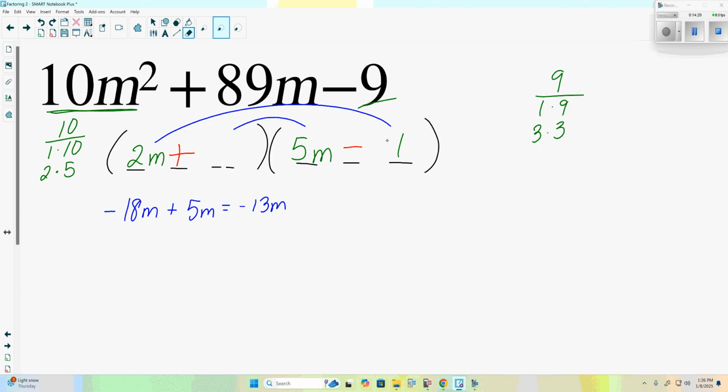We can switch the 1 and 9. 2m times negative 1 is going to be negative 2m. 9 times 5m is going to be 45m, giving us 43m. Is that the middle term we wanted?